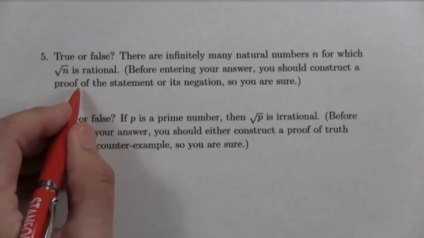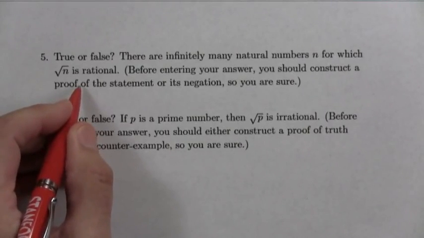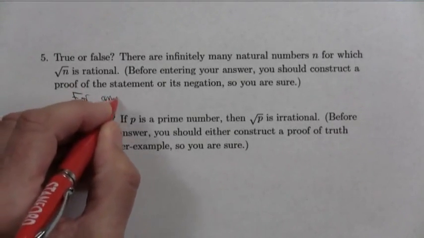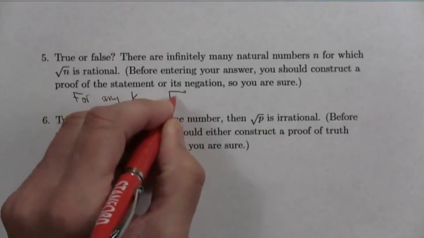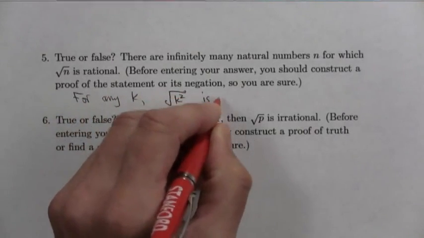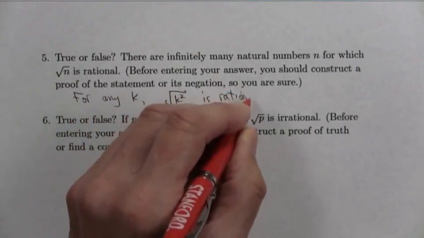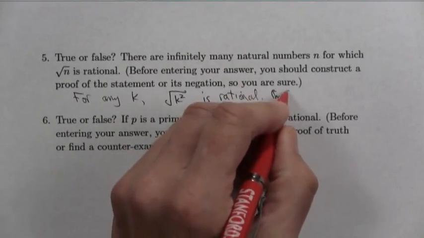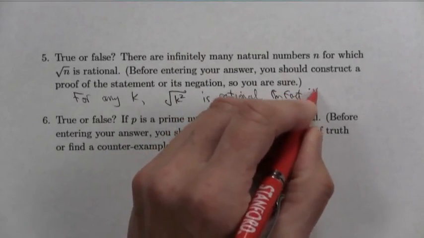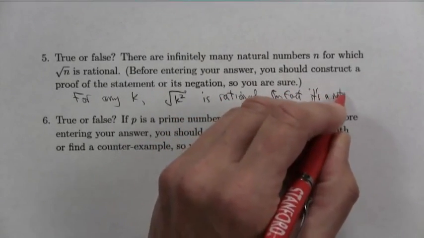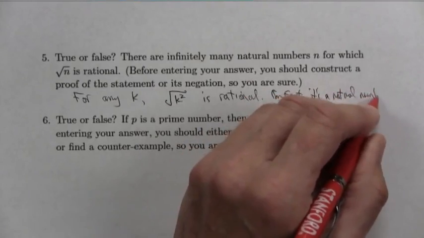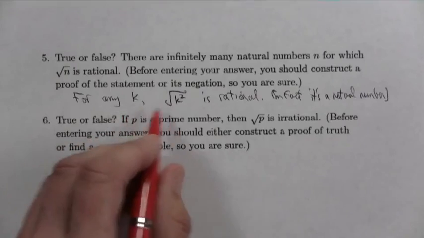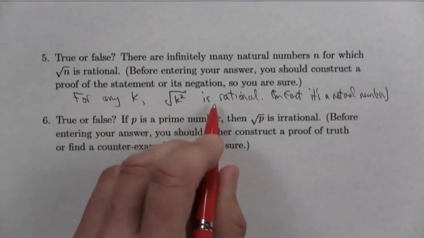Well, for question 5, once you understand what the question's asking, I think this one just drops out. You simply observe that for any k, the square root of k squared is rational. In fact, the square root of k squared is an integer, a natural number. For any natural number k, the square root of k squared is rational.